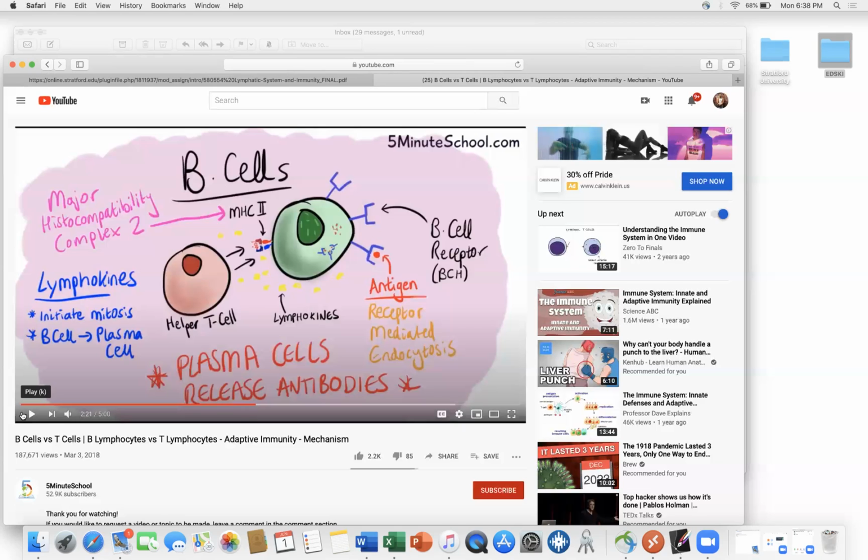All right. So that's the connection on why B cells are important, and also the CD4 plus cells, also known as your T helper cells. Antibodies that are produced by the plasma cells are specific to the antigen that was initially bound onto the B cell in the first place.